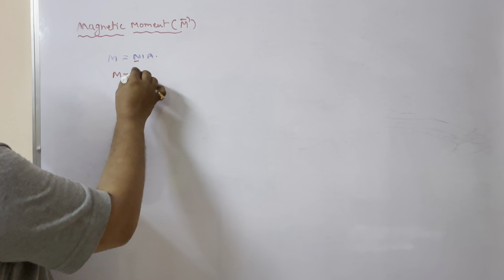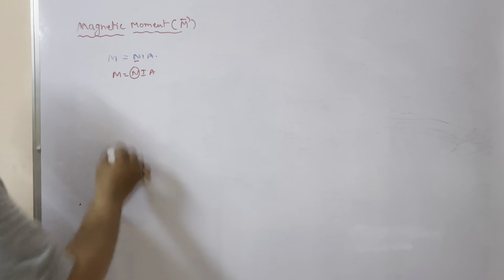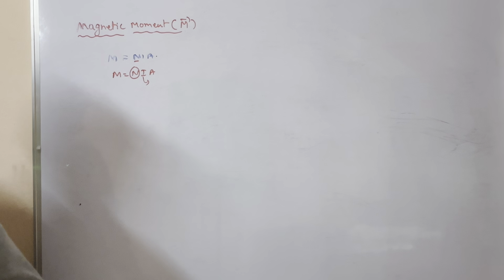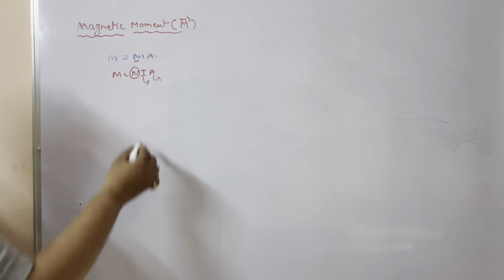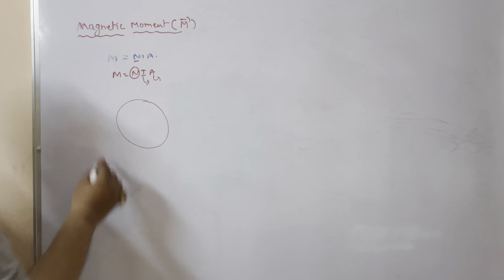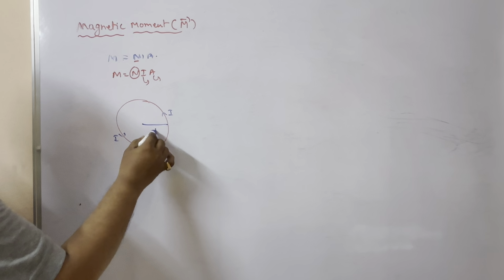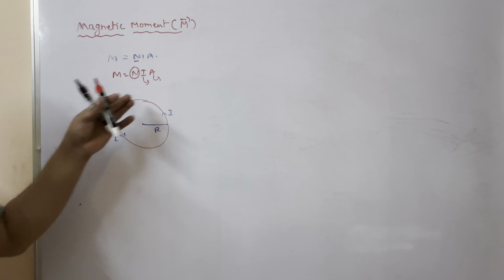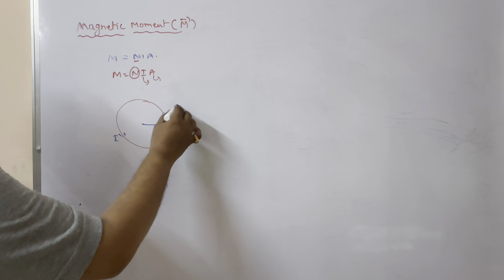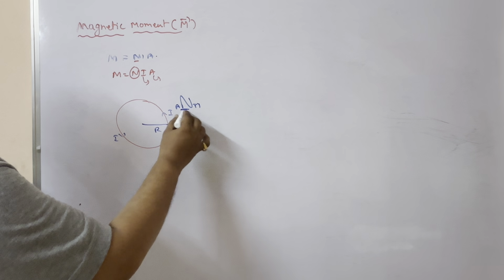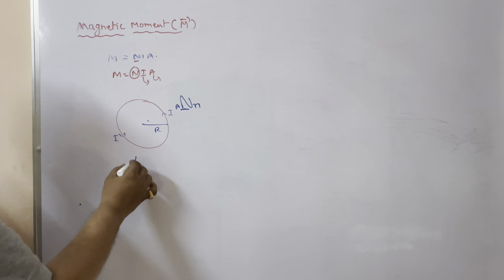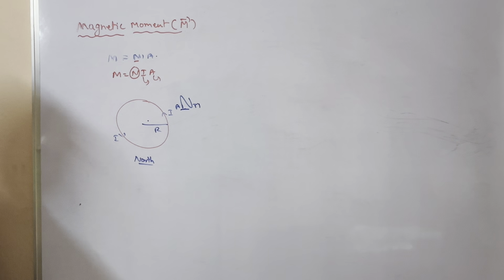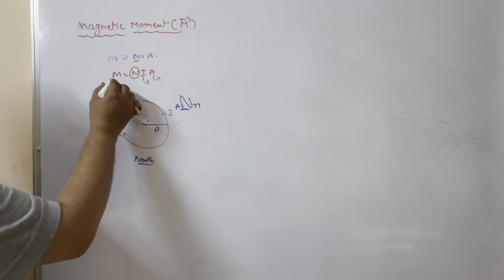N is the number of turns, I is the current passing through the coil, and A is the area of the coil. If current is passing in anti-clockwise direction in a coil of radius R, which pole is it acting as? Anti-clockwise means N will be there, therefore it is acting as north pole, we said. Correct? So we are discussing magnetic moment.